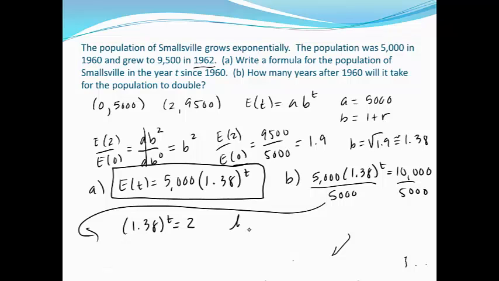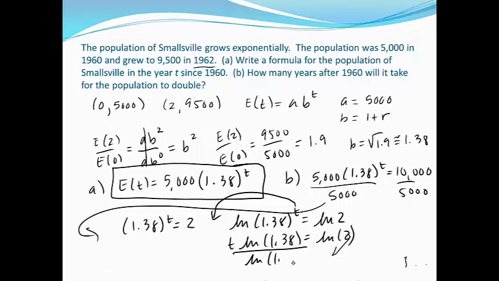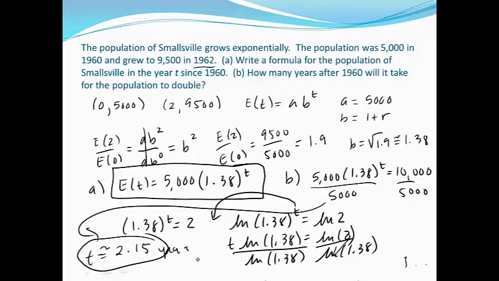And then we can take the log of both sides. I like to use natural log, so natural log of 1.38 to the t is equal to the natural log of 2, in which case I can bring the exponent down to write t times the natural log of 1.38 equal to the natural log of 2, divide by natural log of 1.38, and we get that t is approximately 2.15 in years, in which case we know that it takes approximately 2.15 years for the population to double, which makes sense when you look back and see that in 2 years it almost doubled when it was at 9,500.